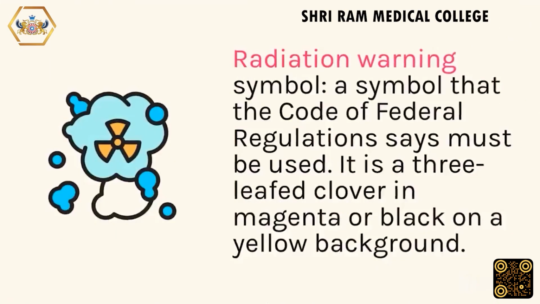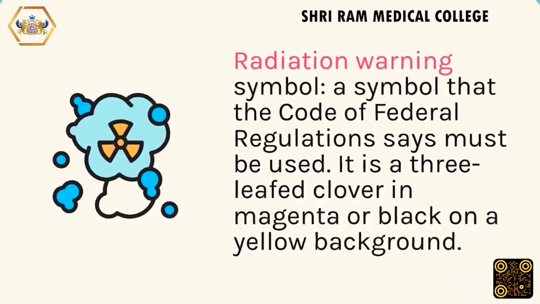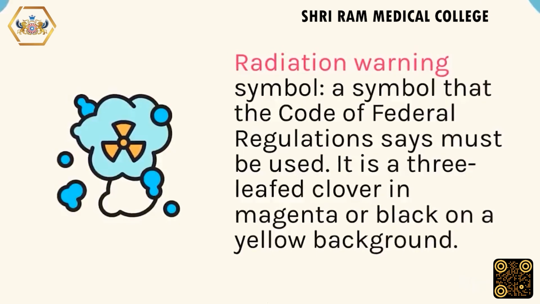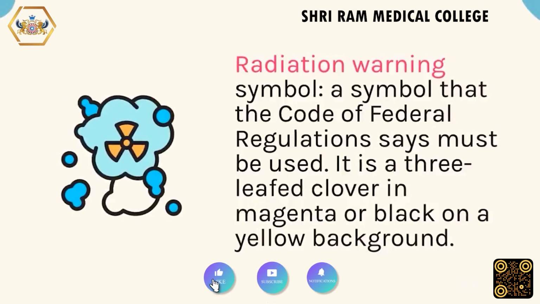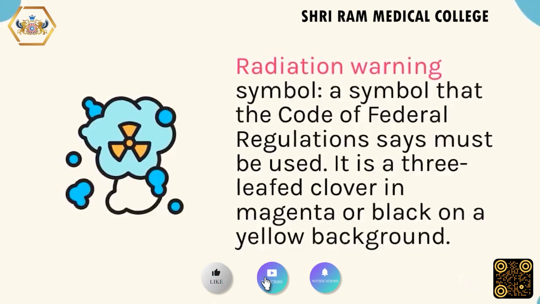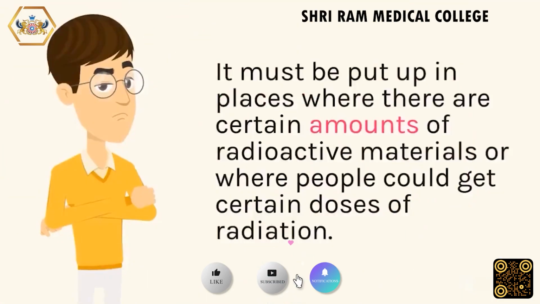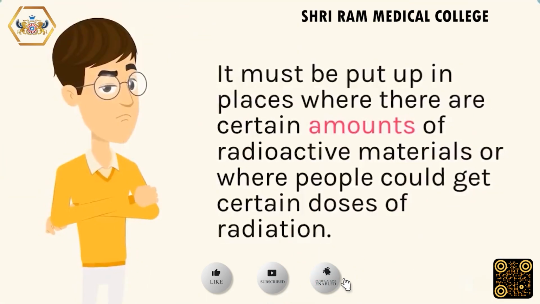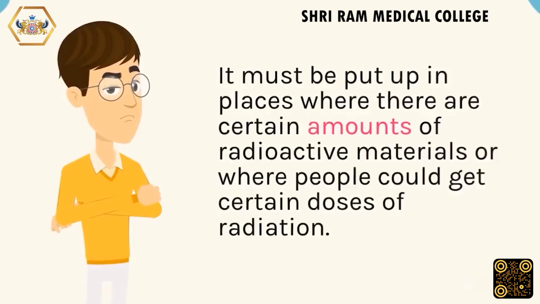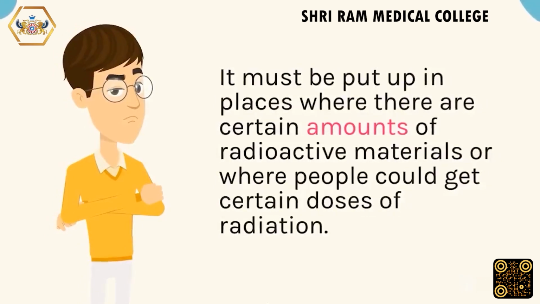Radiation warning symbol, a symbol that the Code of Federal Regulations says must be used. It is a 3-leafed clover in magenta or black on a yellow background. It must be put up in places where there are certain amounts of radioactive materials or where people could get certain doses of radiation.